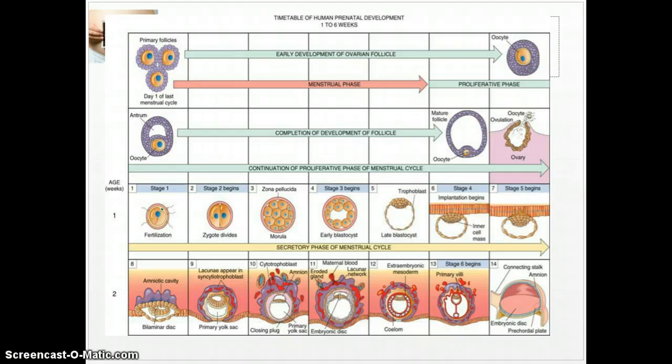And these are just some pictures of prenatal development. As you can see here, day 1 starts at fertilization. We have the zygote, we have morula, early blastocyst, late blastocyst, implantation occurring between 6 to 7 days post fertilization. You can see the implantation continues until about 2 weeks out, where we have the formation of the embryonic disc.